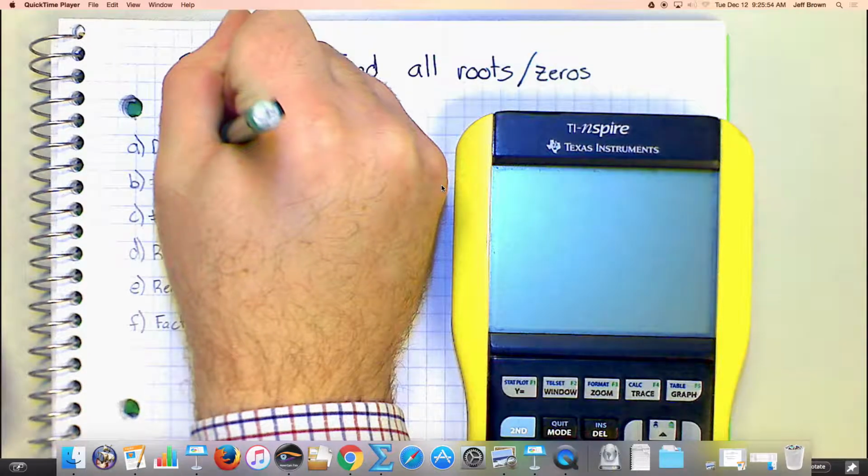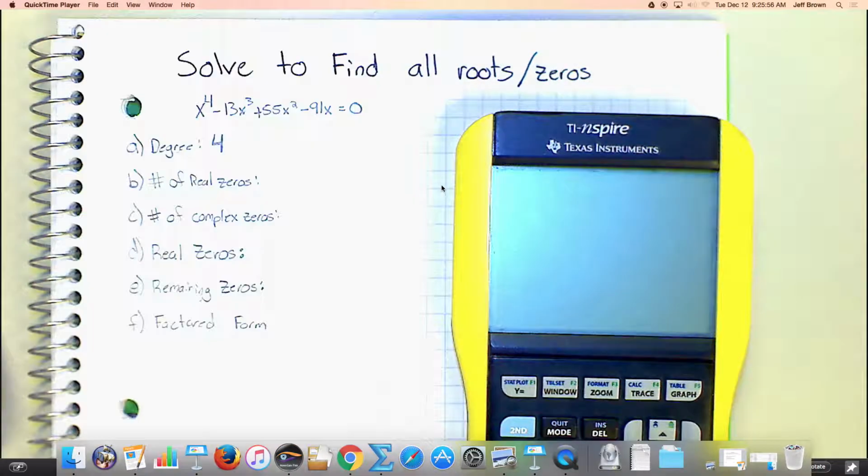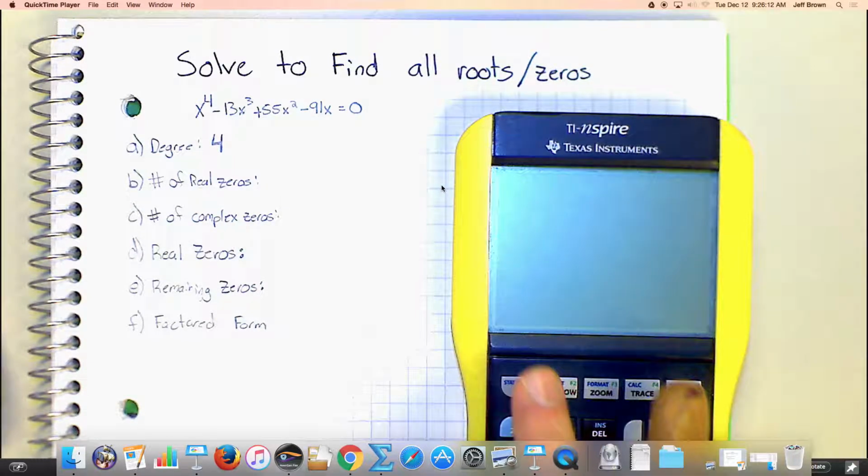The reason I'm asking you that question again goes back to the fundamental theorem of algebra, which says the degree is equal to the number of zeros that we have. So since I have a degree 4, I'm looking for 4 zeros. The next two questions go together. I want to know how many real zeros I have and how many complex zeros I have. Those are going to be found based on graphing this.